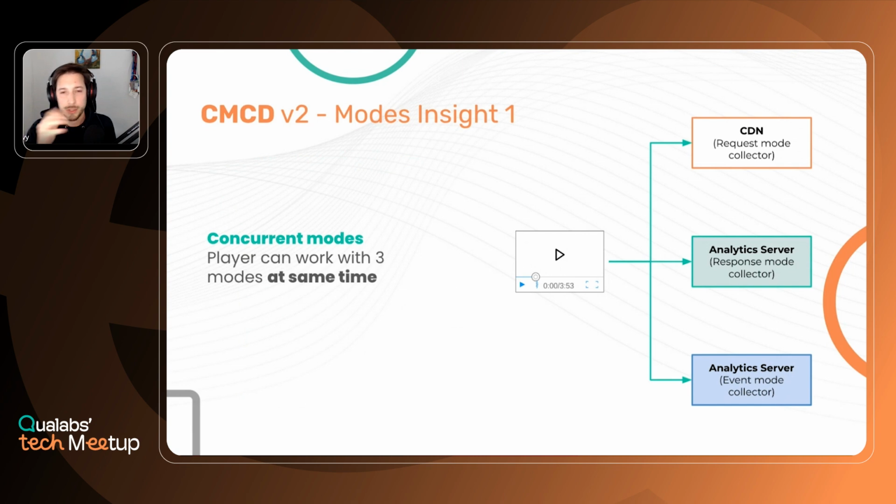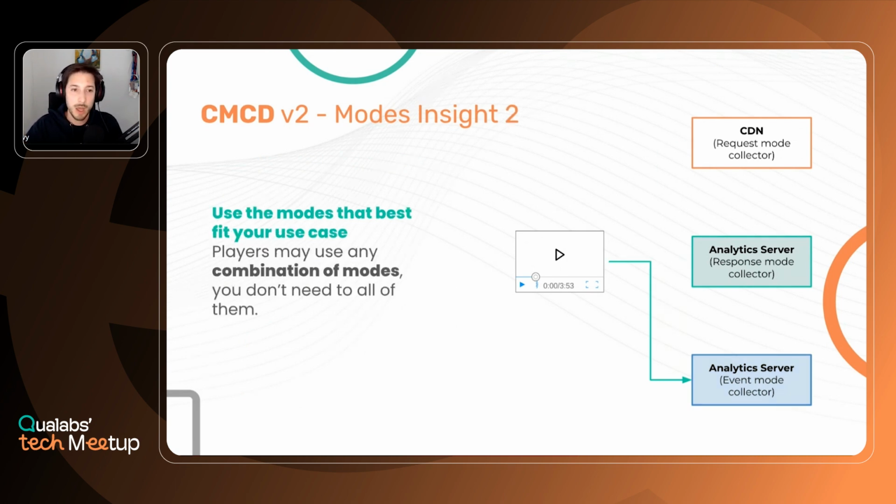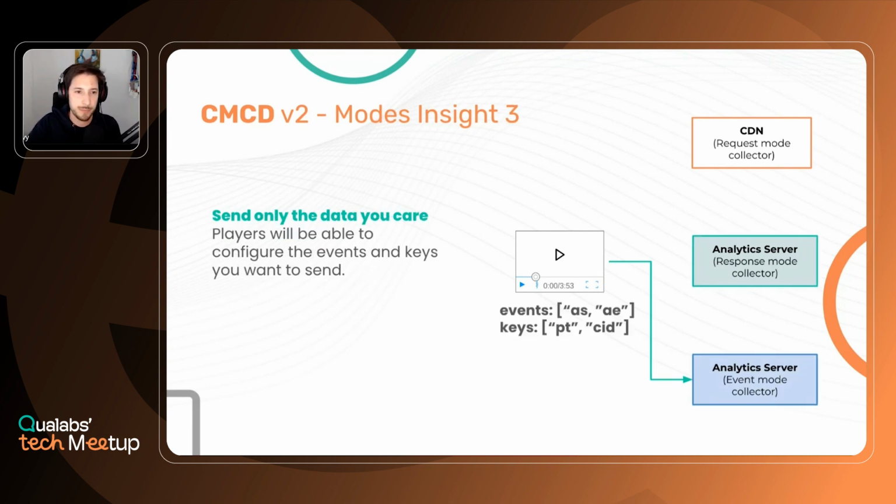So, some insights from the modes. First of all, a player can work with the 3 modes. It's not that you have to choose one mode to work. CMCD could use the 3 modes at the same time. Also, you can use the modes you need, so you can use any combination of them. For example, just the event mode and nothing else, and don't send the information to the CDN because the CDN doesn't support CMCD.